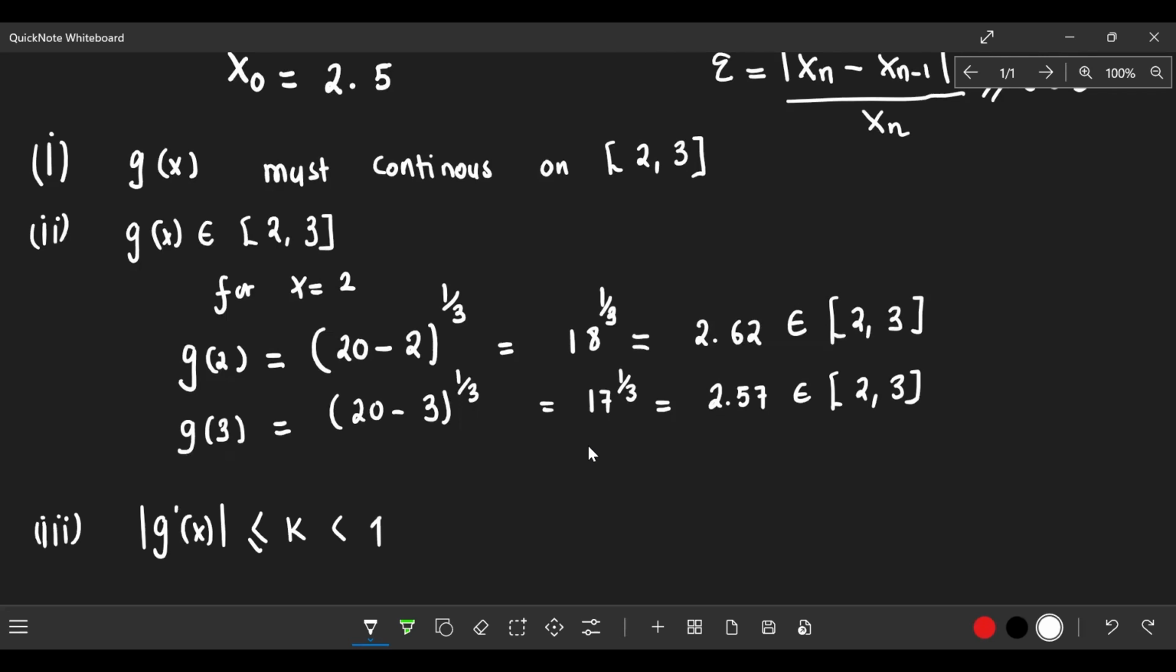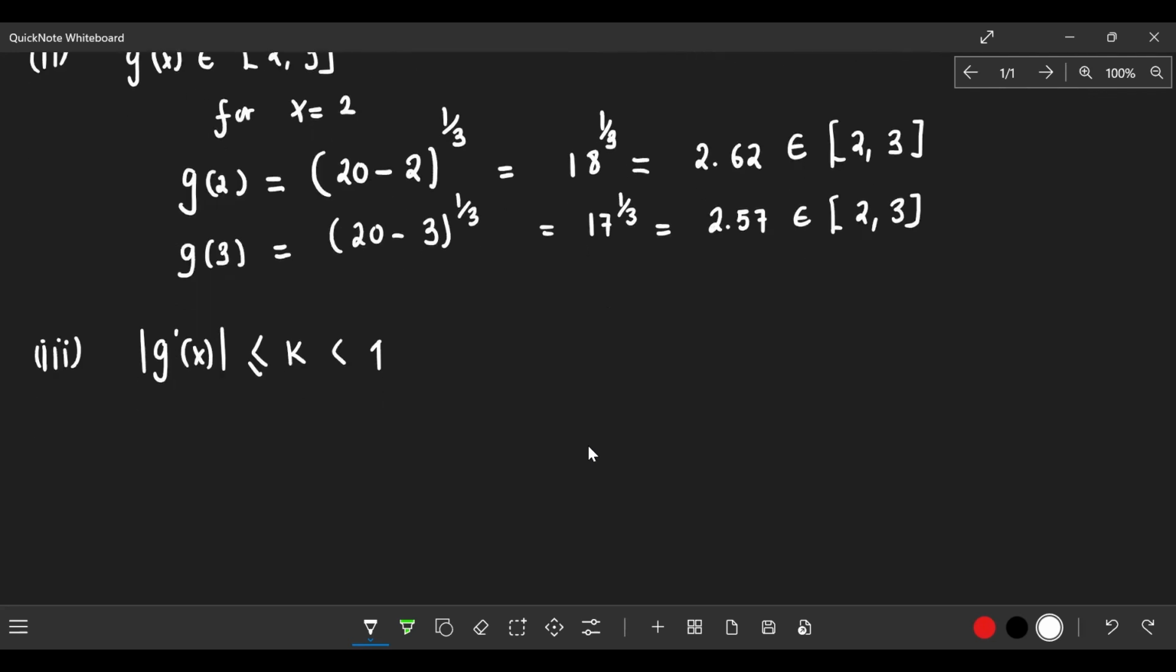So if we take the derivative of the function and then substitute any value of x in that interval, that value you get must be less than 1. Okay, so let's check also. So we know that our g of x is equal to 20 minus x to the power 1 over 3. Now let's take the derivative of this, okay?